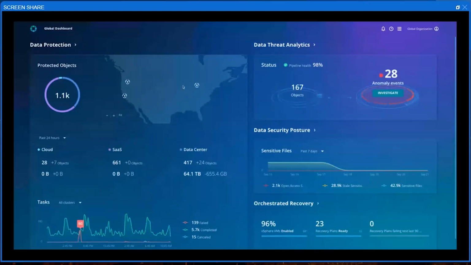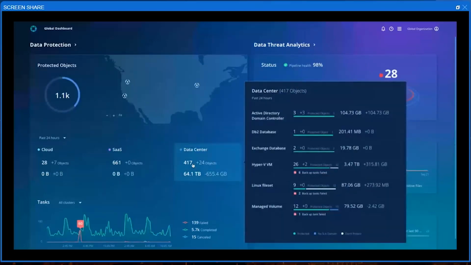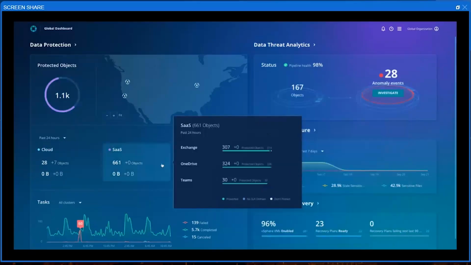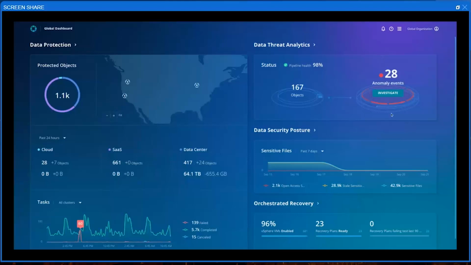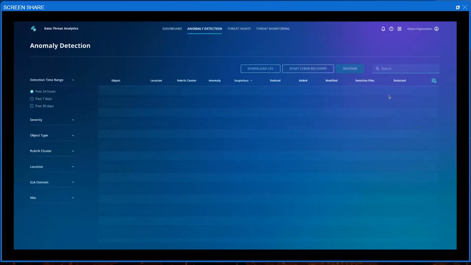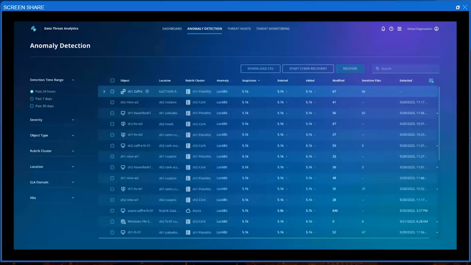Now, here's what I really wanted to focus on today: the threat analytics, security posture, and orchestrated recovery. So I'm going to walk through how we respond to an attack. The first thing is we'll go to investigate. Number one, you want to know what has been impacted. What's the blast radius? In this case, we're looking at the past 24 hours. For the object type, I'm going to choose vSphere, Hyper-V, file sets, and just walk you through this. This is what we're looking at.